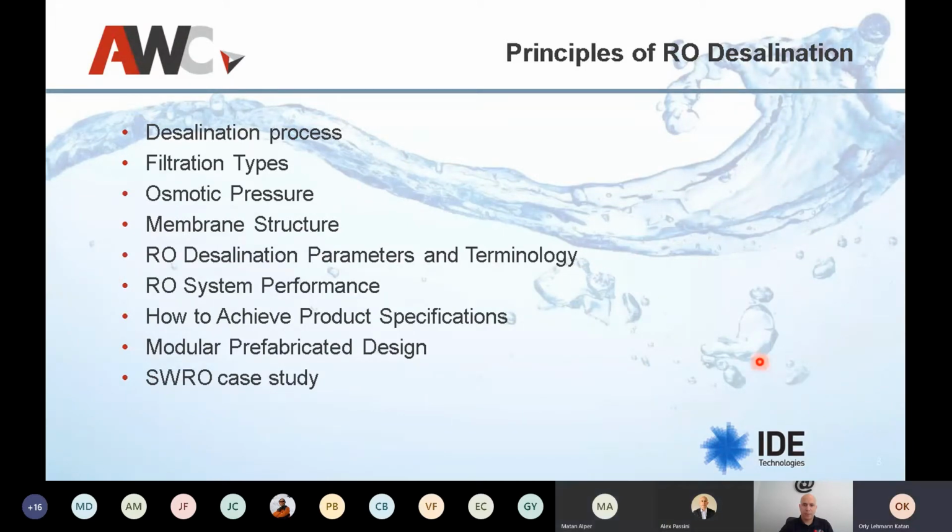All right, so happy to be with you guys, and let's go because we have no time. Principles of RO Desalination. What I'll be trying to cover is basically how the desalination process works, a bit about the filtration type and what osmotic pressure actually is, the structure of the membrane and some main terminology that's important to know, and the RO performance system and how we can affect it and reach our product specifications. And then just a bit about where the market is going with prefabricated design models, and a case study to wrap it all up.